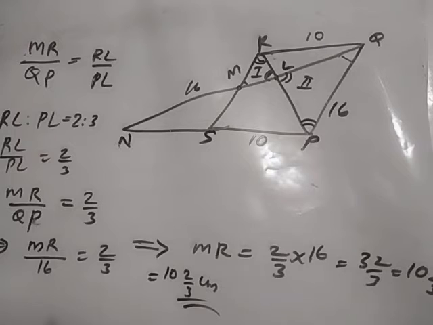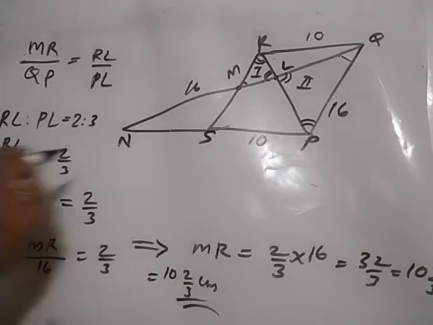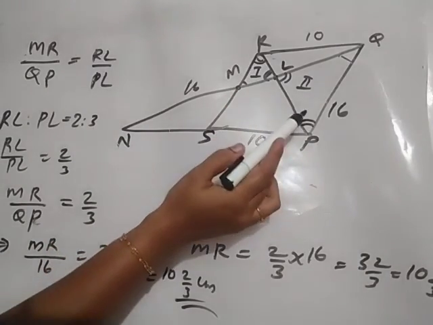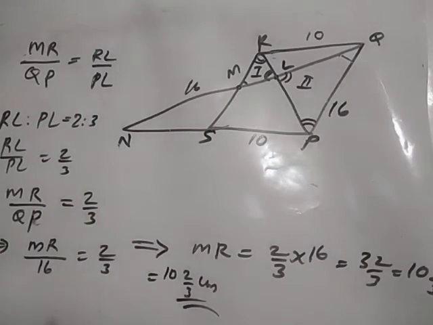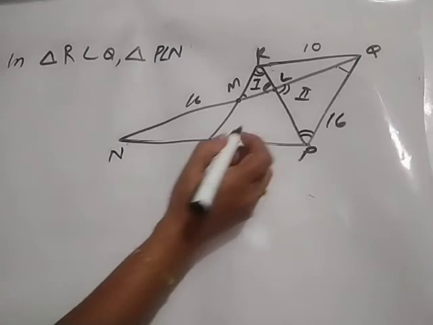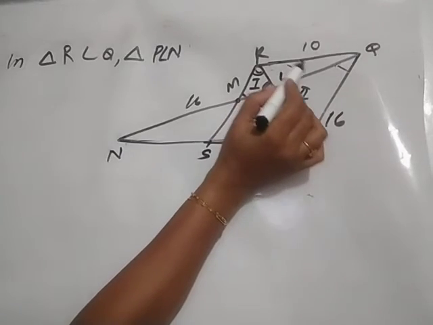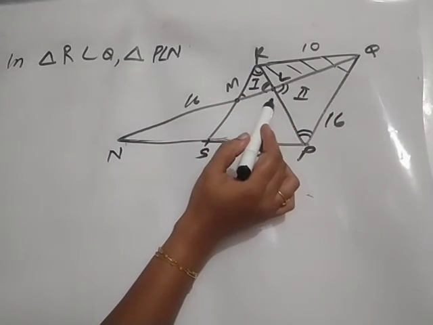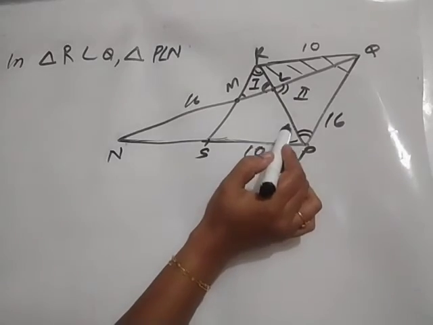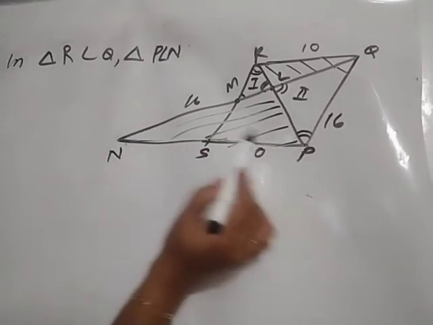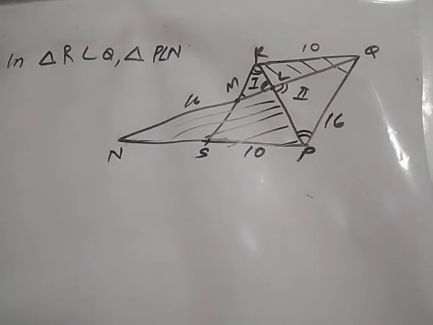Understood? Now let us find the other value also, PN. So just take the two triangles and prove them similar and take the ratio of corresponding sides. That only. Now we consider these two triangles, RLQ, this triangle, and PLN, this triangle. What about these two triangles? What do you think? Are they similar?